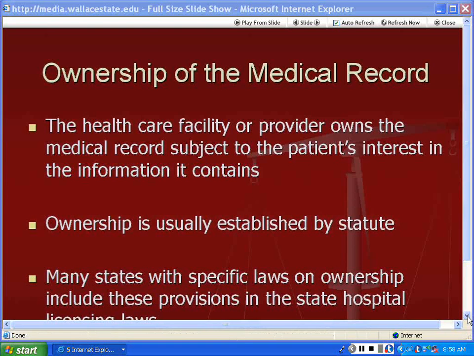Some states address all health information. Again, in the state of Alabama, the only laws on the books as far as medical records go are to deal with hospital records. I say that there are some laws in regard to nursing home records and things like that. But as far as ownership of the medical record, that is addressed in the state hospital licensing laws.